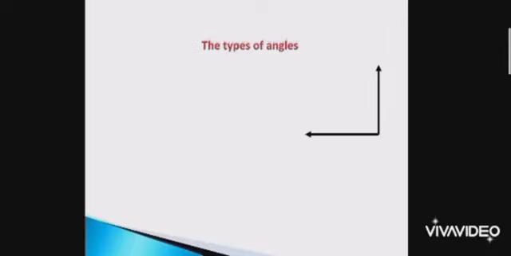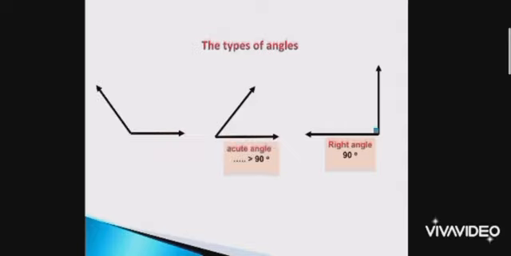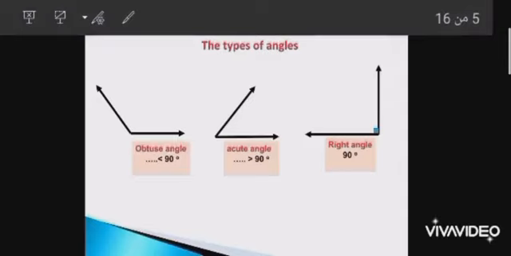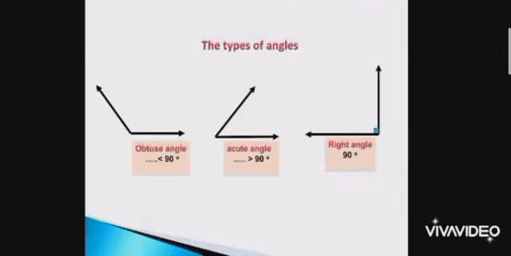This angle is the right angle, and the measure of the right angle is 90 degrees. And this one is the acute angle, and the measure of the acute angle is smaller than 90 degrees. This one is the obtuse angle. The measure of the obtuse angle is greater than 90 degrees. There is another type, the straight angle, and the measure of the straight angle is 180 degrees.